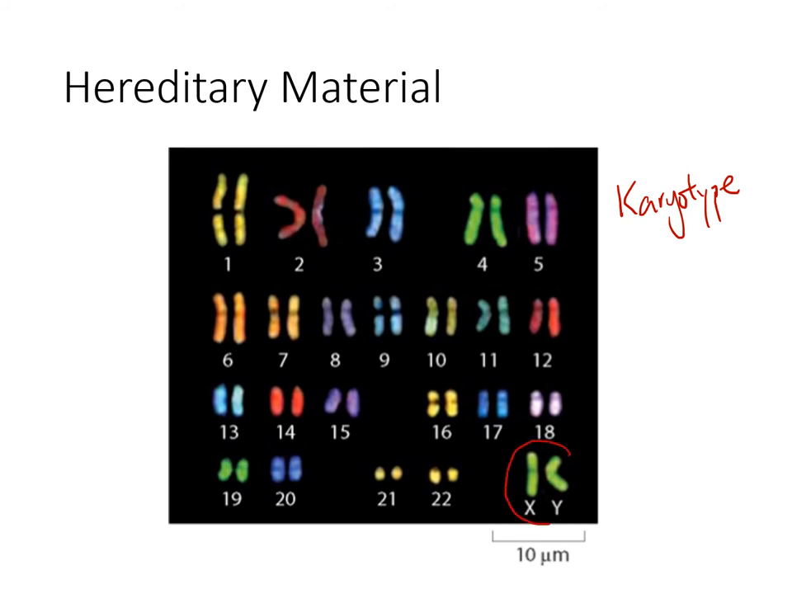And then you have a special pair that makes up your 23rd pair of chromosomes, and this would be the sex chromosome. And the sex chromosome, as the name implies, is going to determine the sex, the gender of the person. So for male, it is XY, and for female, it is XX.